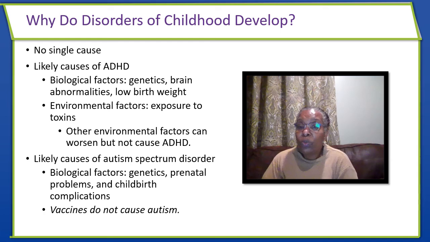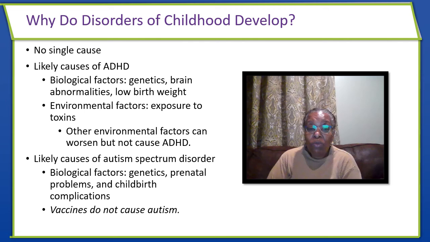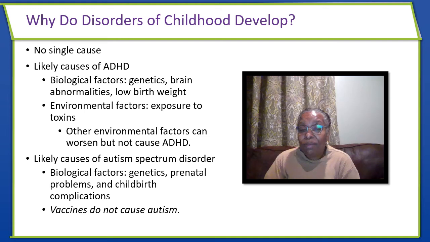Some causes for autistic spectrum disorder, we've seen that there are biological factors present, that being genetics, issues with prenatal development, as well as childbirth complications. But you've heard the story where a lot of people are not having their children vaccinated because they're afraid they're going to be autistic.